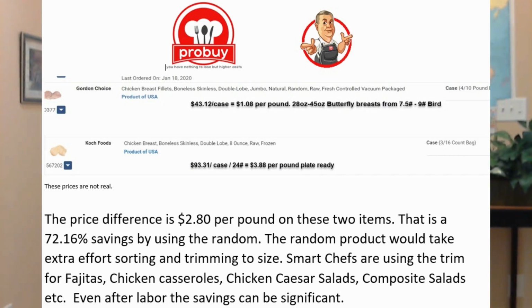Now, if you look at that, there's a heck of a lot of labor you can spend, and quite honestly, a good amount of trim that you could lose if you go ahead and put a knife to this.